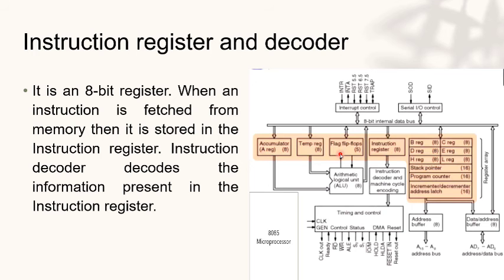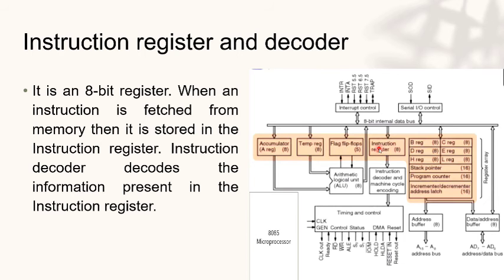Now we'll see the instruction register and decoder. We have discussed the flag flip-flops, temporary register, accumulator, arithmetic logic unit, and control unit. Now we are going to discuss the instruction register, instruction decoder and encoder. It is an 8-bit register. When an instruction is fetched from memory, it is stored in the instruction register. The instruction decoder decodes the information present in the instruction register.